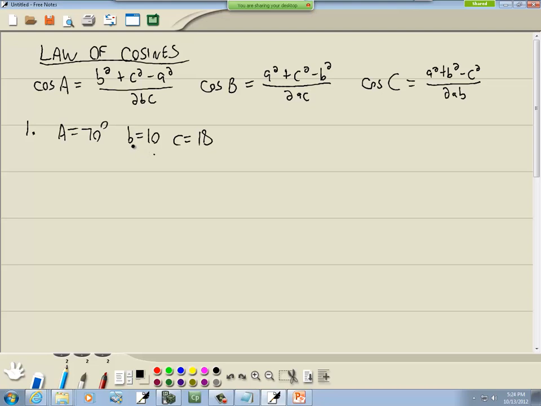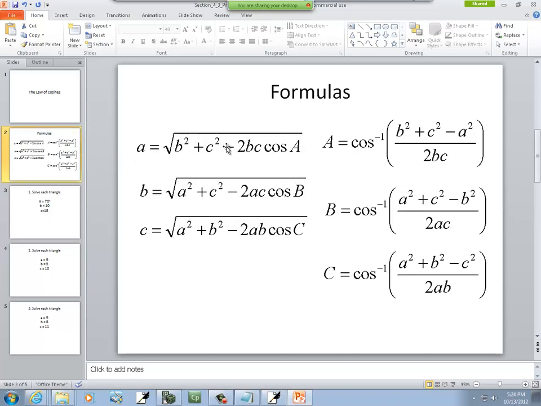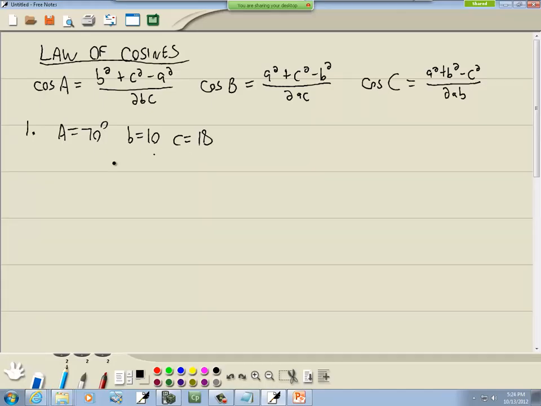So the law of sines fails. Of course, this isn't a right triangle, so we can't use that either. So then we have to go to the law of cosines. We're going to look for a formula that has angle A and sides b and c. Well, this first one does.